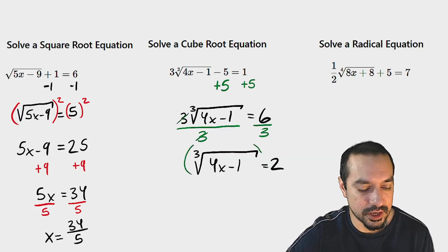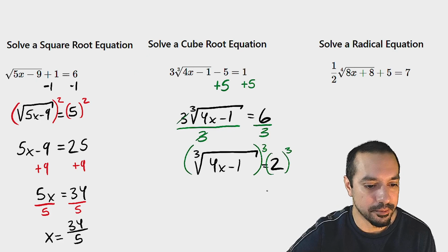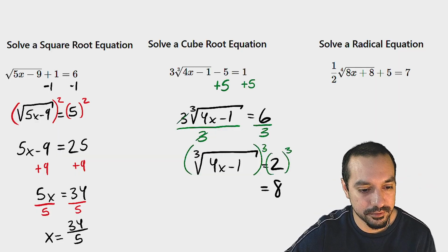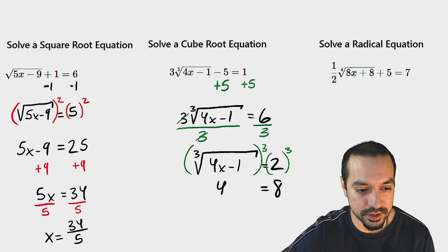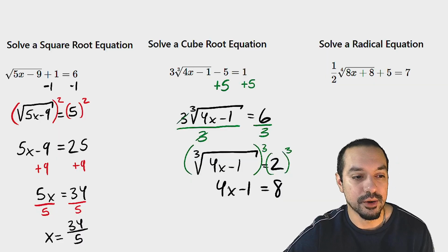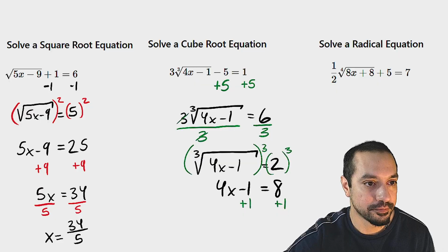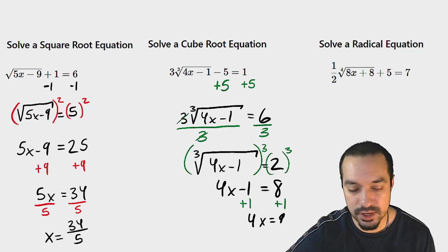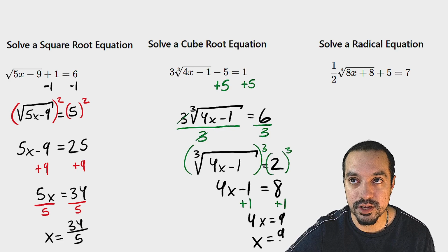And to inverse a cube root, we want to cube both sides. So I'm going to go ahead and cube both sides. On my right-hand side, 2 times 2 times 2 makes 8. And on my left-hand side, the cube and the cube root cancel. So I'm just left with 4x minus 1. And now we have a nice linear setup again. So add 1 to both sides. We get 4x equals 9. And then divide both sides by 4. I get x equals 9 over 4.